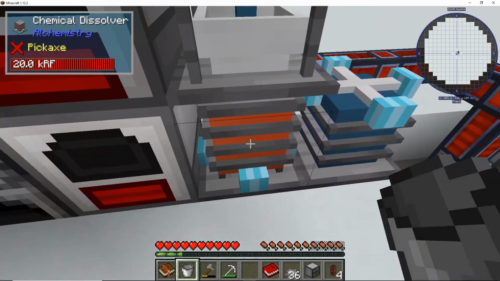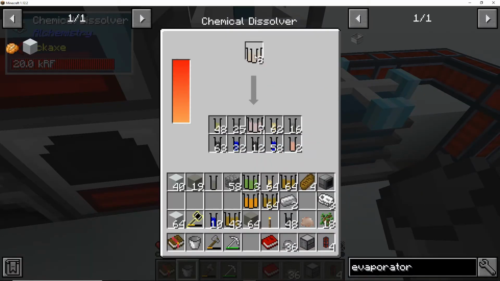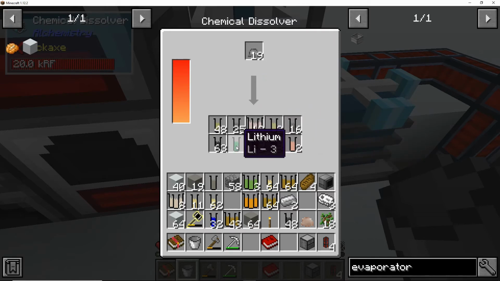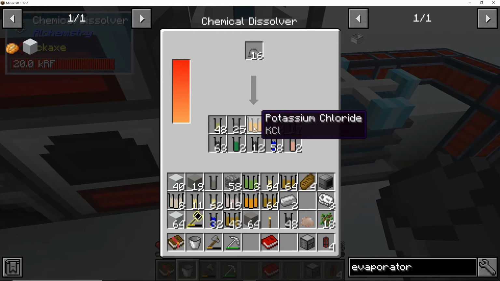So then again, let's go back to our chemical dissolver. I don't need the sucrose anymore, and oxygen. Okay, there's so much. We're getting more and more of all kind of resources. Now if you put the mineral salt here, you end up with a few things. First, sodium chloride. You also end up with some zinc, and here's some lithium. I think there was some magnesium too the last time I did it. Let's see, if I take the sodium chloride out, I got potassium chloride, which is also some copper.